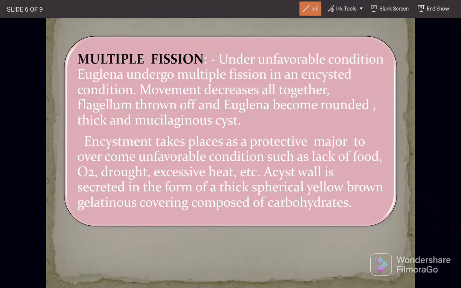I will also show it in a diagram, then you will understand better. After multiple fission, the encystment takes place as a protective measure to overcome unfavorable conditions such as lack of food, lack of oxygen, drought, excessive heat, etc. A cyst wall is secreted in the form of a thick spherical yellow-brown gelatinous covering composed of carbohydrate.